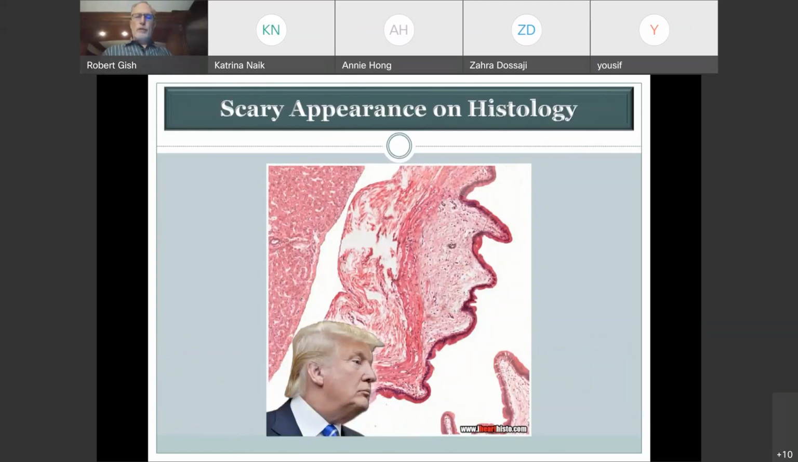Biopsy. Watch, don't overinterpret your biopsies. I think maybe that's the big message here.